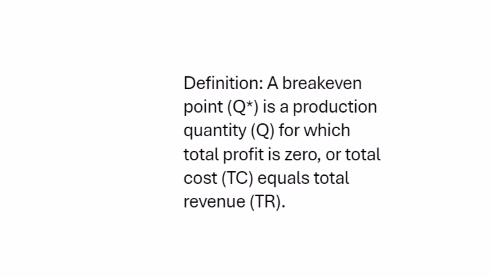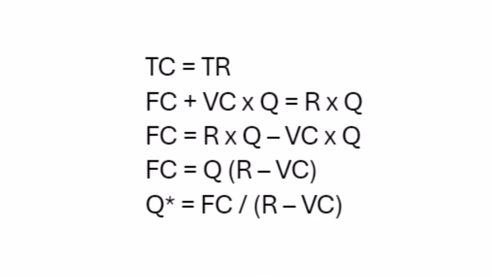By definition, a break-even point Q star is a production quantity Q for which the total profit is zero, or the total cost equals total revenue. Now, using our equations, TC equals TR at the break-even point, which is FC plus VC times Q, that is the total cost, is equal to R times Q, which is the total revenue.